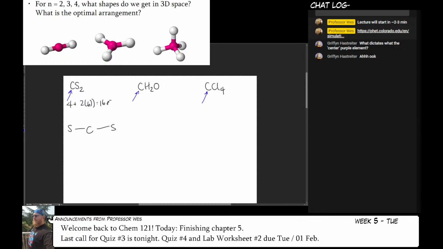So 2, 4, and then 5, 6, 7, 8, 9, 10, 11, 12, 13, 14, 15, 16. So I've used up all 16 electrons. I need to move some of my electrons so that they form extra bonds so that everybody satisfies the octet rule. And there you go. So I think we did this one yesterday.